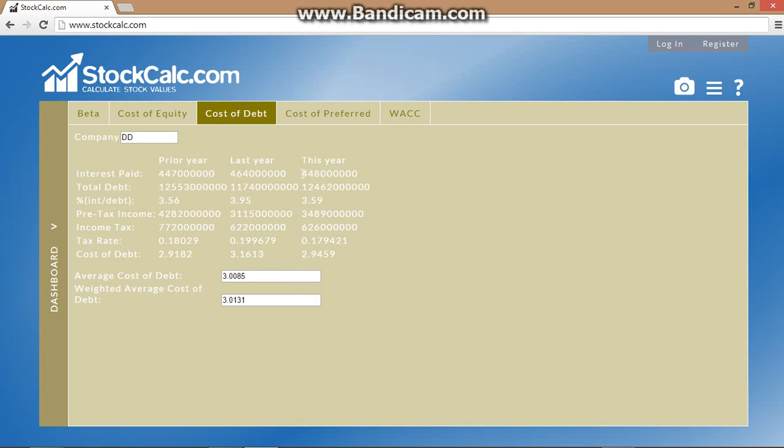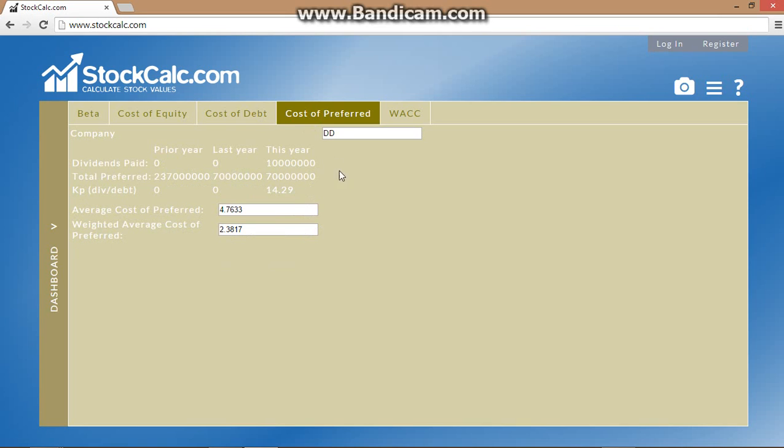The cost of debt is generated from the financial statements using the interest paid divided by the total debt, and we generate an after-tax cost of debt. The cost of preferreds are generated again based on the financials that we have, the book value of the financials, and we're getting a cost of preferred in this case of 4.76, or a weighted average cost of preferreds of 2.38.